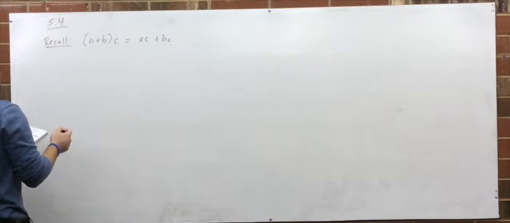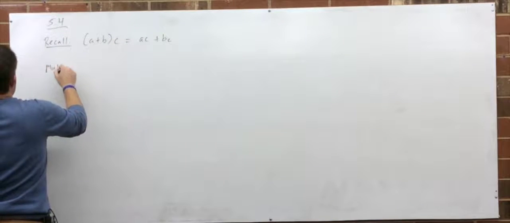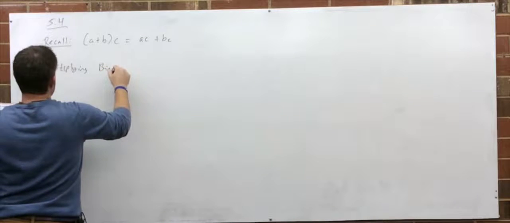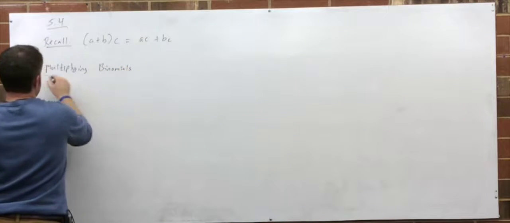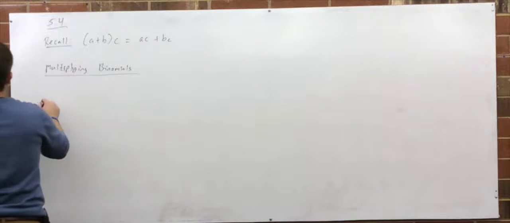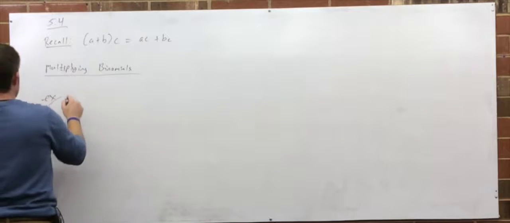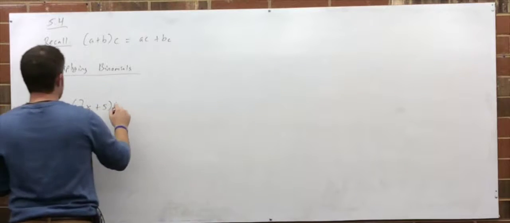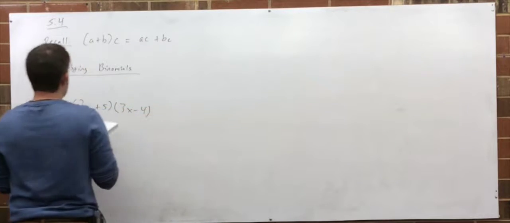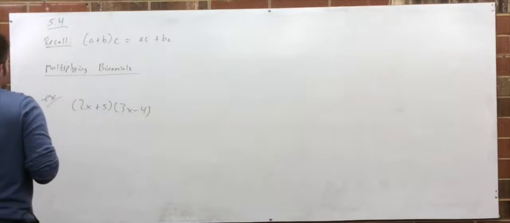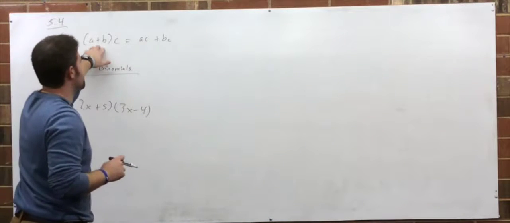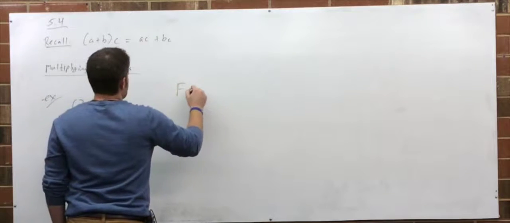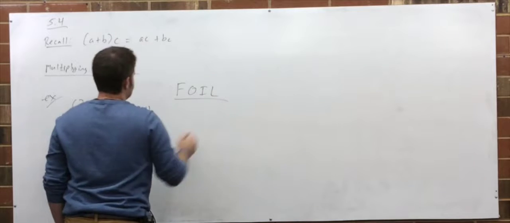But we're going to use this same rule for multiplying binomials. So, for example, let's say we have 2x plus 5 multiplied by 3x minus 4. Well, we're still going to use the distribution rule, but in a slightly different way. We're going to use what's called FOIL.